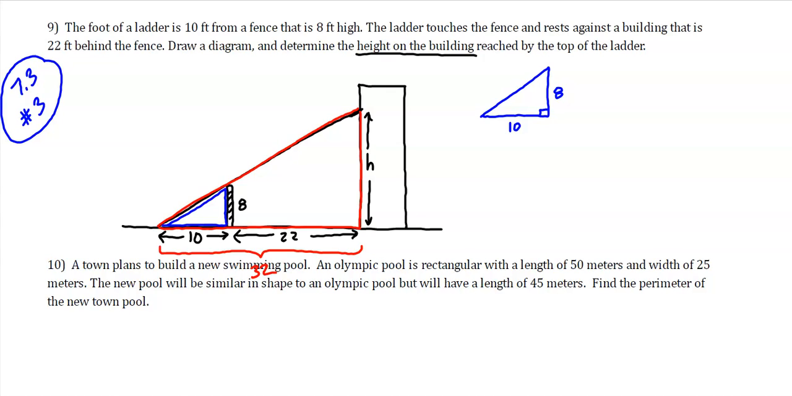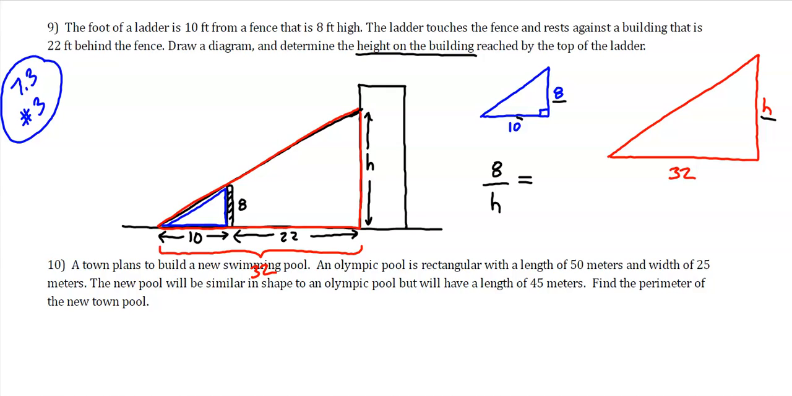So when I draw my bigger triangle here, I have a 32 on the bottom, and then I have an I don't know for the height. So we should be able to set this thing up. We're going to do height over height, little over big, and then we're going to do bottom over bottom, and we cross multiply like always.